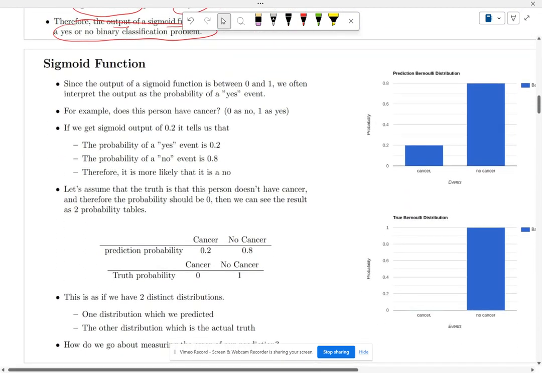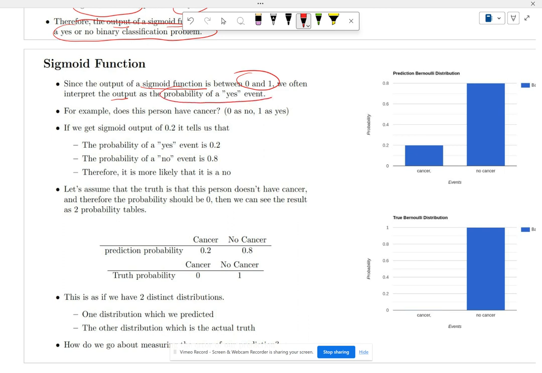Since the output of a sigmoid function is between 0 and 1, we often interpret the output as the probability of a yes event. For example, does this person have cancer? 0 is no, 1 is yes. If we get a sigmoid output of 0.2, we can interpret it as the probability of yes being 0.2. The probability of no is 0.8. Therefore, it's more likely that it's a no.